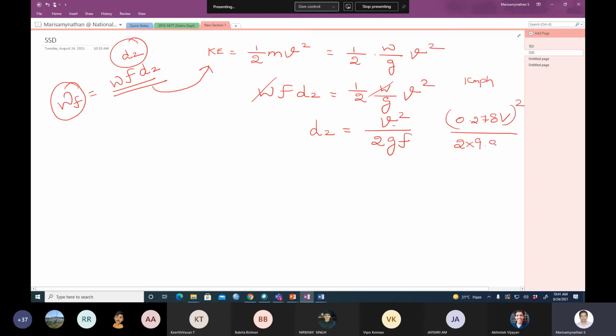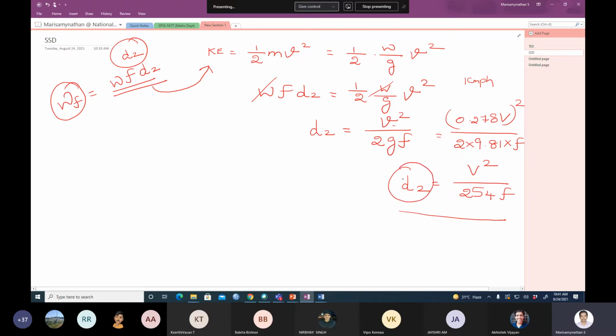Everybody knows g is 9.81. So when we apply g as 9.81 and simplify these equations, finally we get v squared divided by 254 into f. So this is the equation for d2. After applying the brake, the vehicle's velocity goes from 100 to 0. For that, it takes a distance of d2.